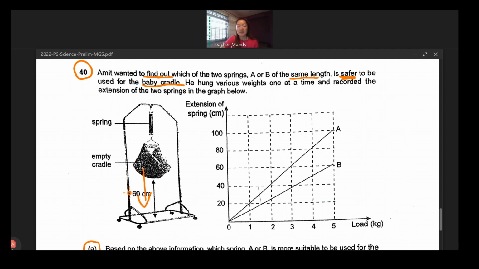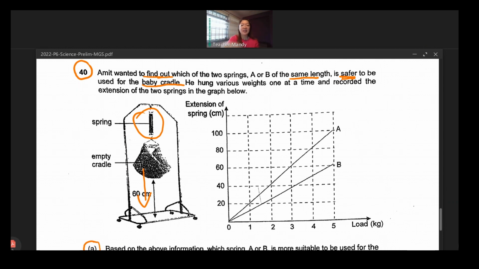Now, what happens if you pull too hard and the cloth falls to the ground? The baby is going to hit the floor. You never want that, right? This is what the question is trying to find out. He's testing out which spring is more suitable. Because if you have a spring that's too loose, the moment you pull, it's going to hit the floor. But if it's too stiff, you try to pull, nothing moves. That's also a bad idea, right?